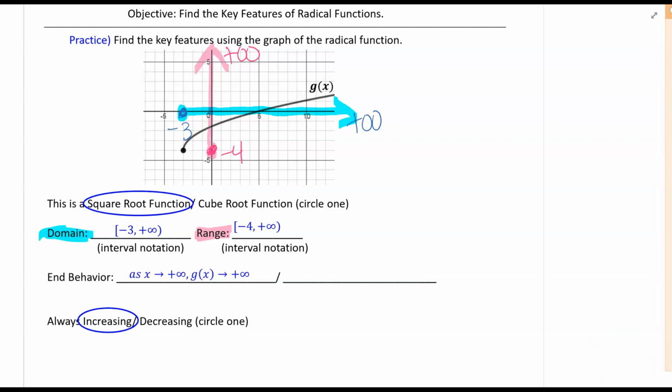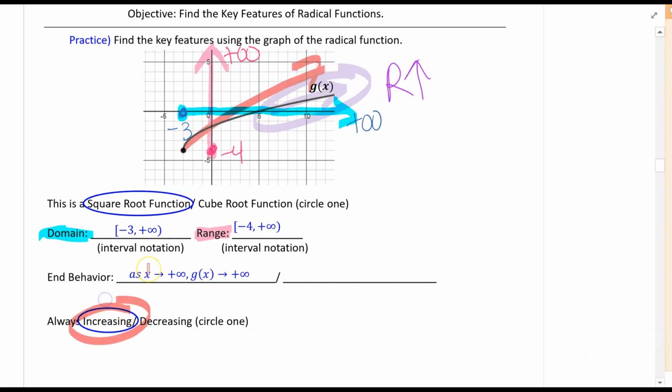And then for the end behavior, you're looking at this side. It's going forever this way. Which side is that? Left or right? Right. Right side going up or down? Up. So right up, that's positive infinity for both of them. Okay? And then from left to right, this is going upwards, so it's increasing.